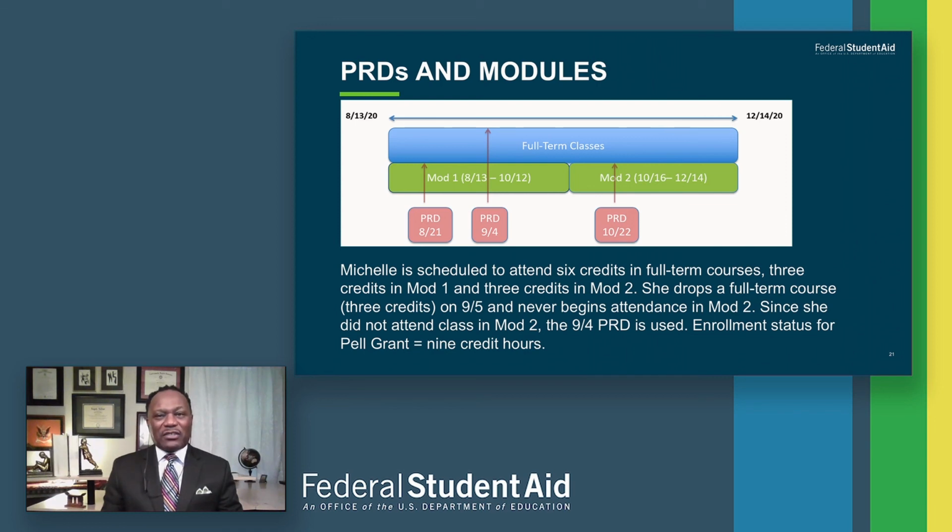Notice here how Michelle gets credit for 9 credit hours. She received all 6 credits for the full term courses because she didn't drop a full term course until after the 9-4 PRD. However, because she never began attendance in Module 2, she does not get credit for the 3 credit hours scheduled for that module.